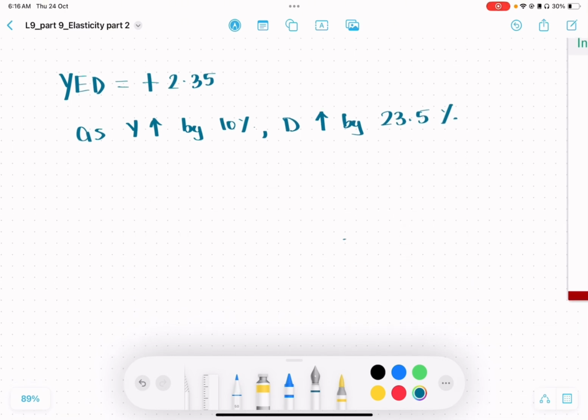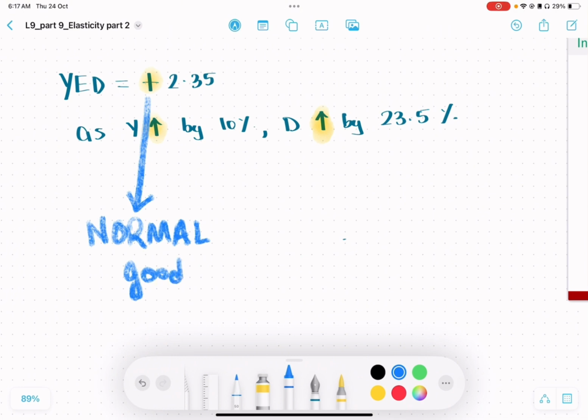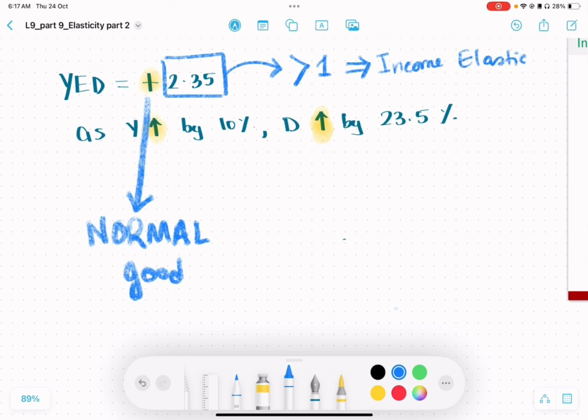So already we're seeing that a plus sign means income goes up, demand's also going to go up. The plus sign is telling me that this is a normal good. Okay, and what does this tell me? The number itself. So remember, for the number we just see, is it more than 1 or less than 1? Well, in this case it is more than 1. Since it's more than 1, it's telling me that the good is income elastic.